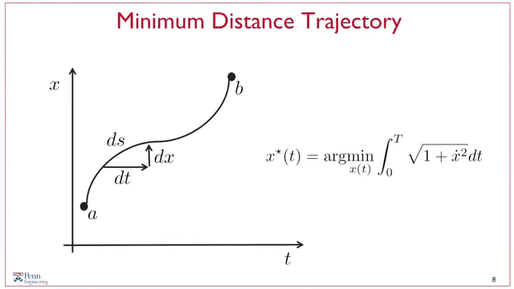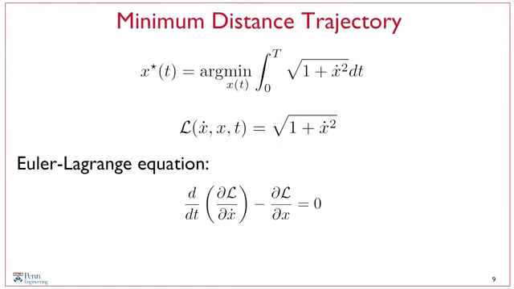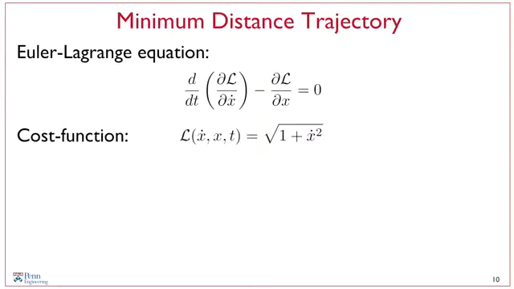We can now mathematically represent the problem of finding the minimum distance trajectory in the familiar form, finding the function x star of t that minimizes the integral of a cost function with respect to t. In this case, the cost function L is the square root of 1 plus x dot squared. Again, the necessary condition for the optimal trajectory is given by the Euler-Lagrange equation. To find this condition, we need to evaluate the Euler-Lagrange equation for our cost function.